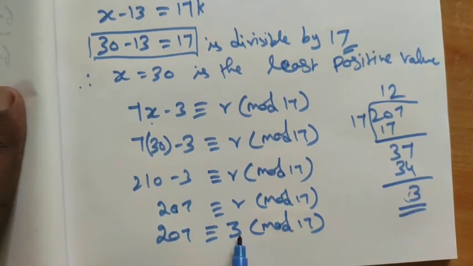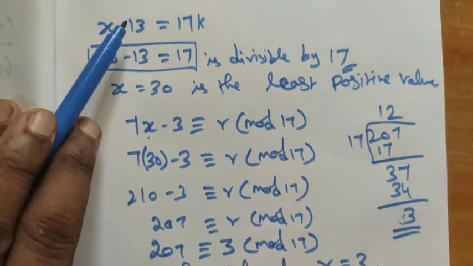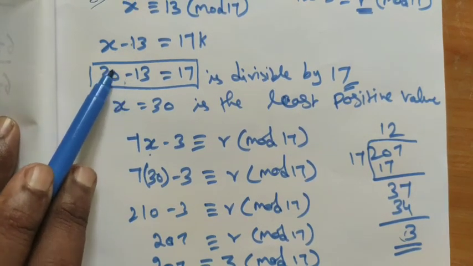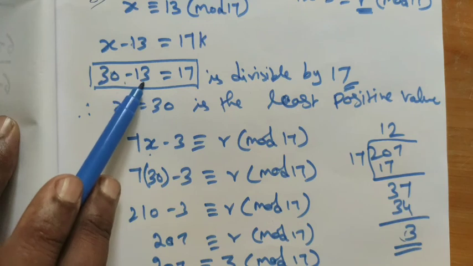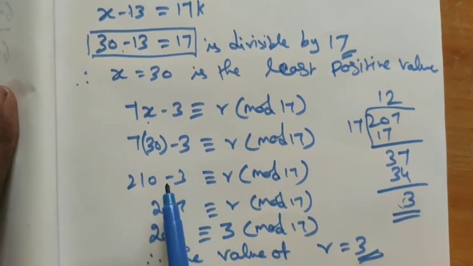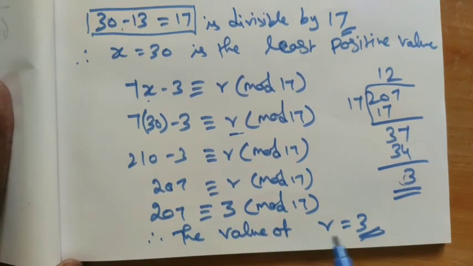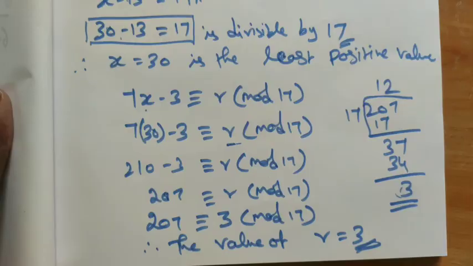Taking the 3 to this side, what do you get? 204. So 204 is exactly divisible by 17. Therefore the value of r is equal to 3, right? We found x first, and when we substitute this value of x, we get a number that is exactly divisible by 17. We substitute that value here. The question asks for r, and we have found the value of r. r is equal to 3.